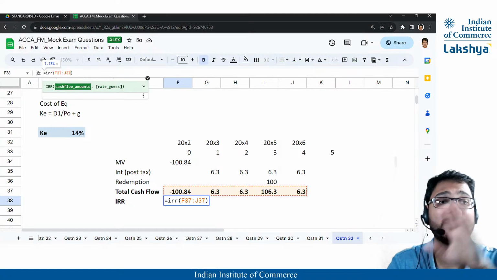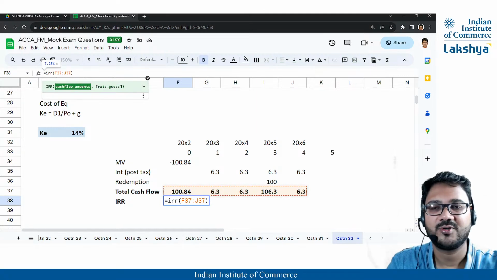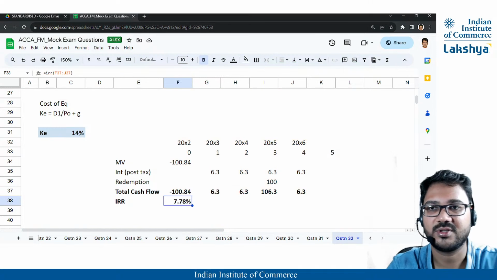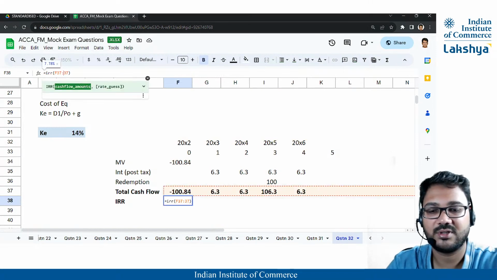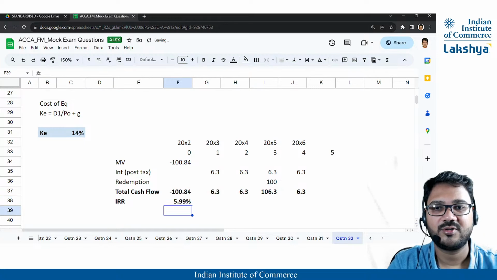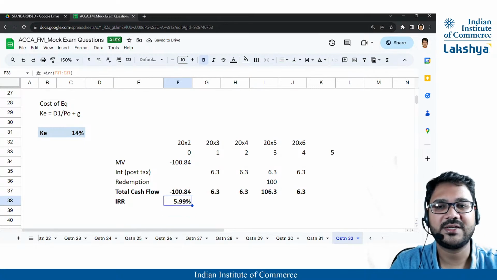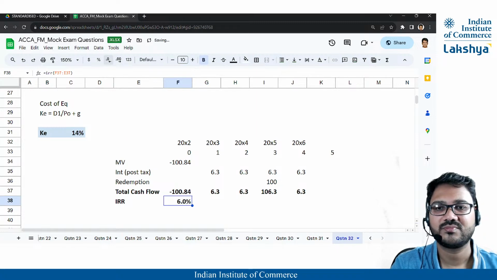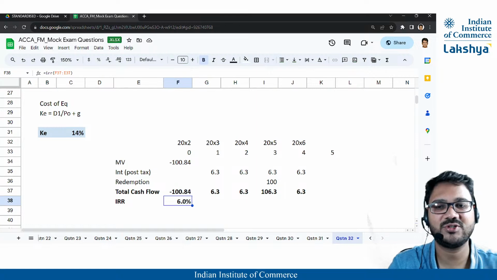So first I showed you what we would normally do. But you would take your figure only till year 3. Okay, 5.99. That is almost 6%. That will be your IRR rate. So 6% you can call it. So cost of debt is 6%, the exact cost of debt. It's not 6.06.